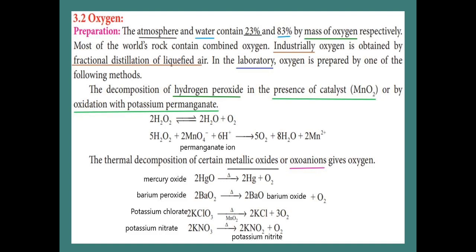The next one, barium peroxide, BaO2. On heating it gives barium oxide and liberates oxygen, BaO plus O2. The next one, potassium chlorate. It liberates oxygen and gives potassium chloride on heating in the presence of manganese oxide. The next one, potassium nitrate: on heating it liberates oxygen and gives potassium nitrite, KNO2.